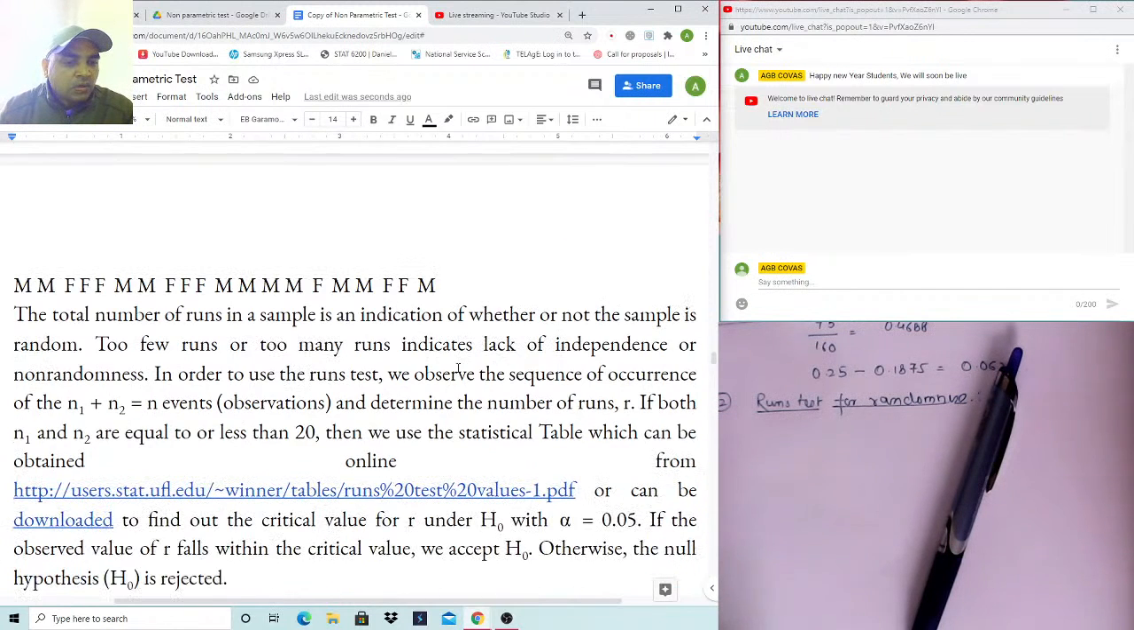Now, the total number of runs in a sample is an indication of whether or not the sample is random, right? Too few runs or too many runs indicate lack of independence or non-randomness. That is, if there are too few runs or too many runs, both indicate lack of randomness.